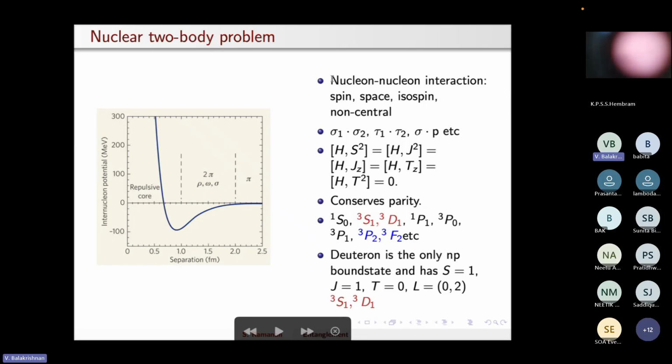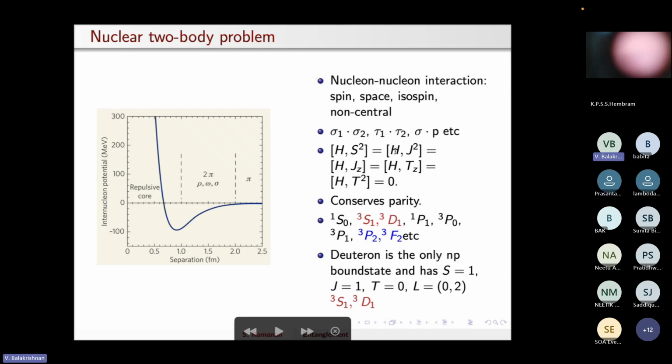Because of the internucleon interaction being non-central, there are some quantities which are conserved and some which are not. It is known that the total spin is conserved, the total isospin and its Z component are conserved, however L, the orbital angular momentum, is not conserved. This happens because of the non-central nature of the interaction. As a result, the Hamiltonian will be diagonal in spin, isospin, the Z component of isospin, but not with respect to L.